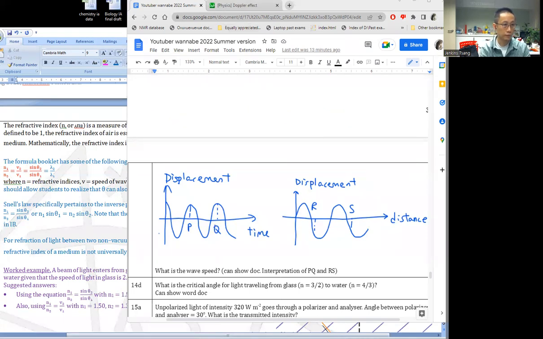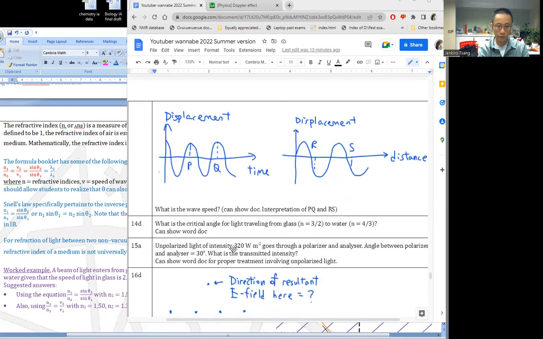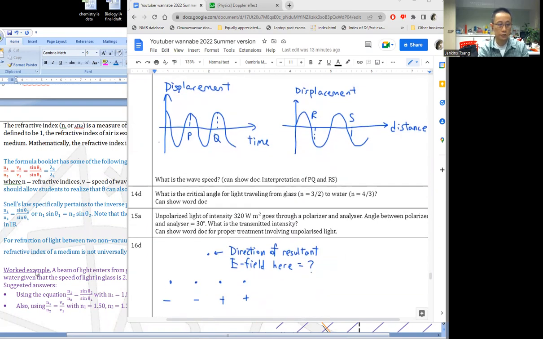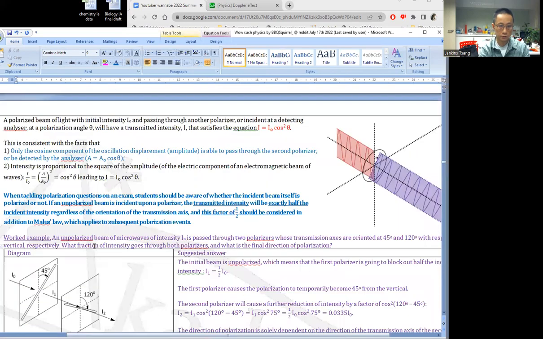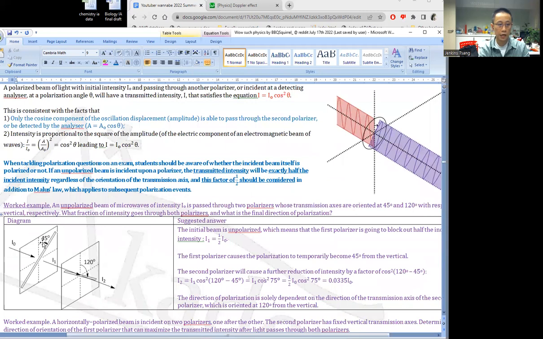Moving on to question 15. Unpolarized light of intensity 320 watts per meter squared goes through a polarizer and an analyzer, originally aligned parallel. And the question is asking for the intensity of the light emerging from the analyzer. The proper way to calculate the transmitted intensity in this kind of situation when you begin with unpolarized light is that the first polarizer will always halve the incoming intensity regardless of polarization. And then for the second polarizer, you can use Malus's law to determine the transmitted intensity.